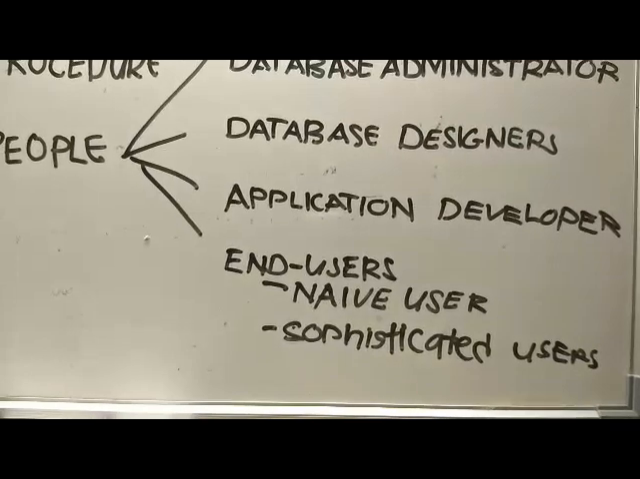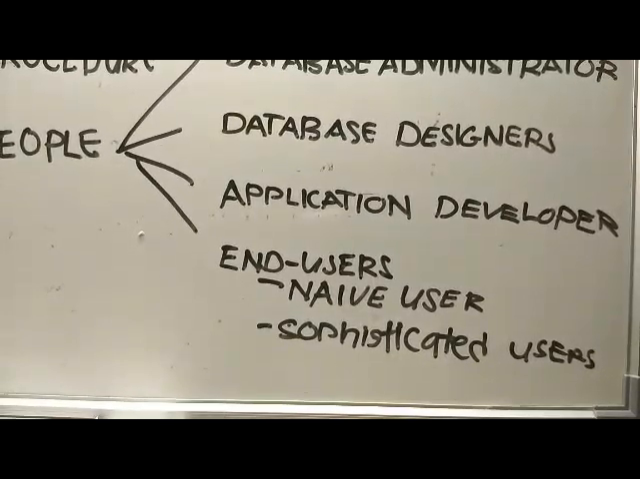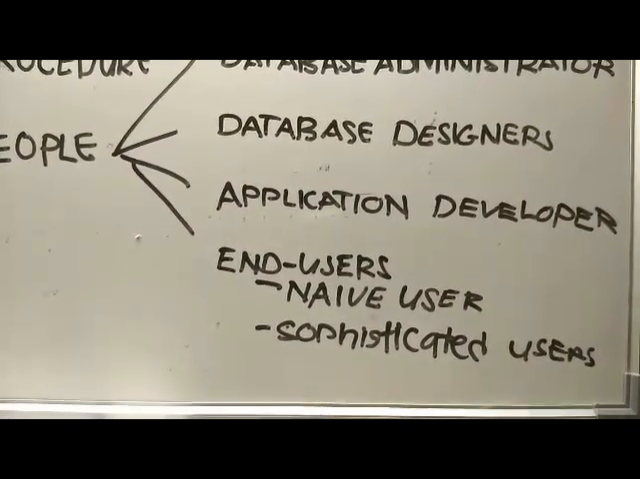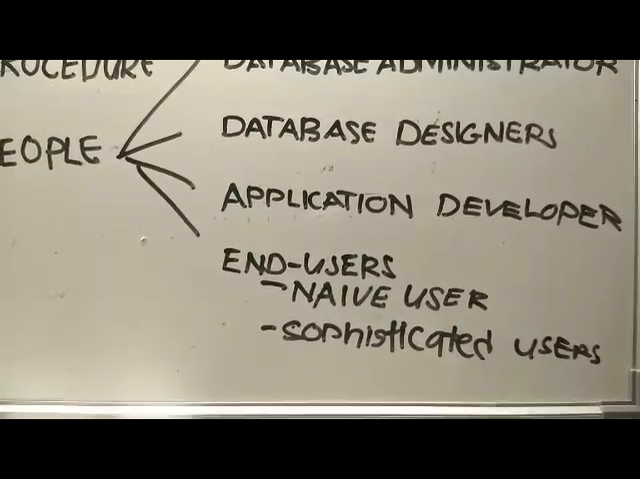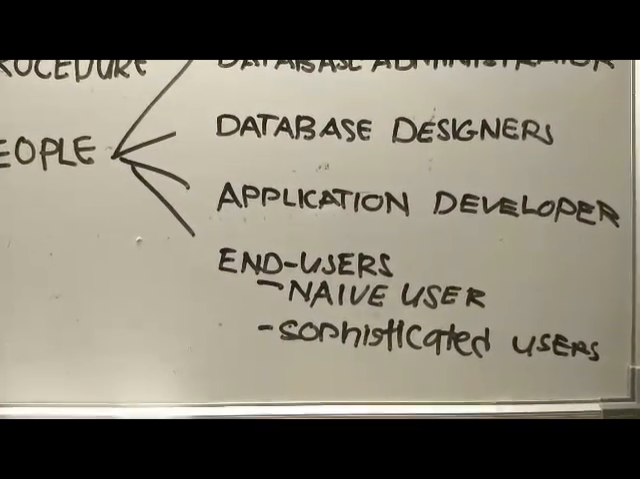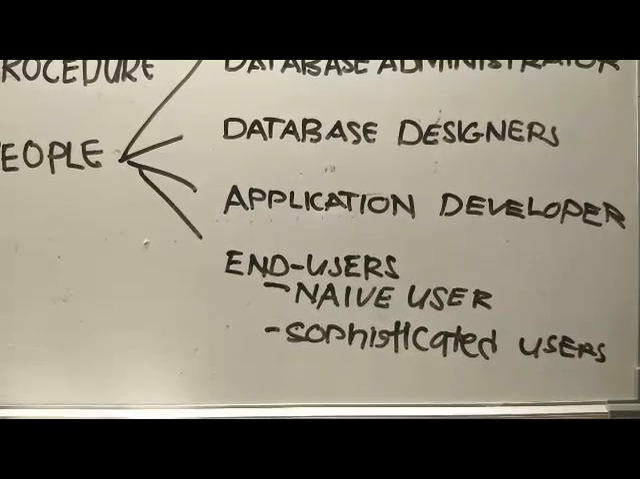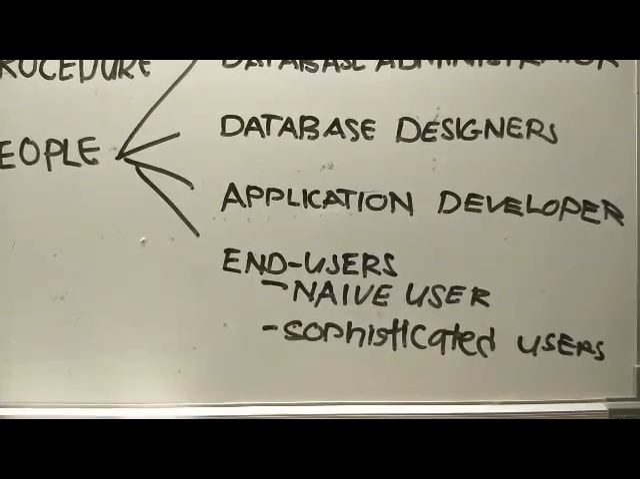Last one is the end users. End user is a client of a database. End users can be classified according to the way they use the system, which is naive user and sophisticated user. Naive user is typically unaware of the DBMS, and accesses the database through specially written application programs that attempt to make operations as simple as possible.